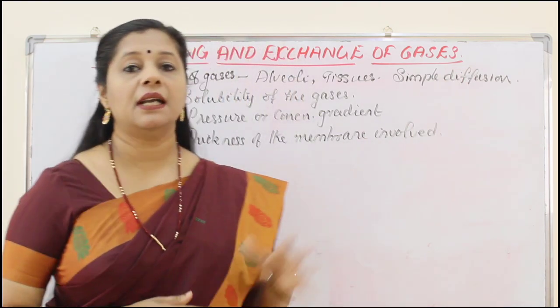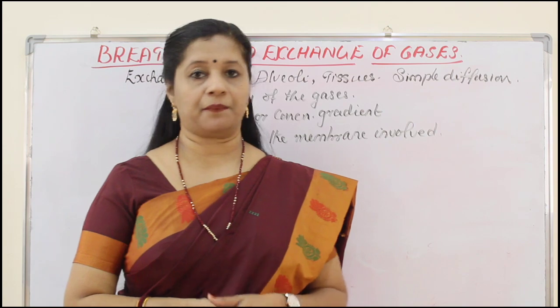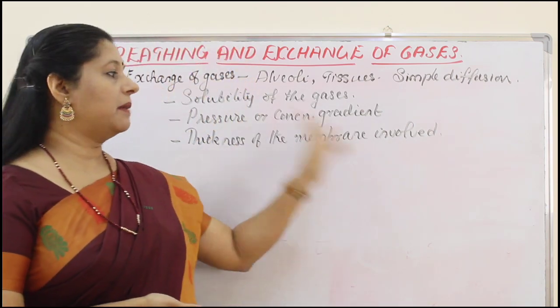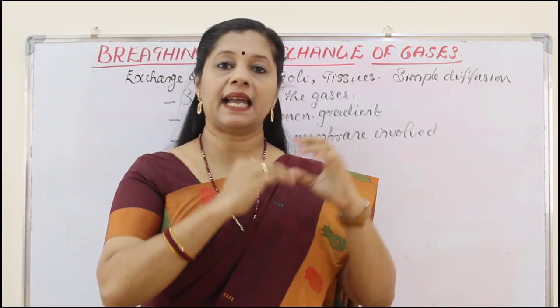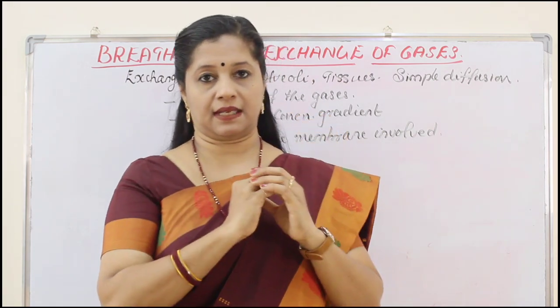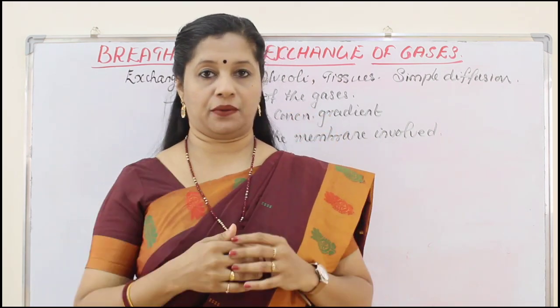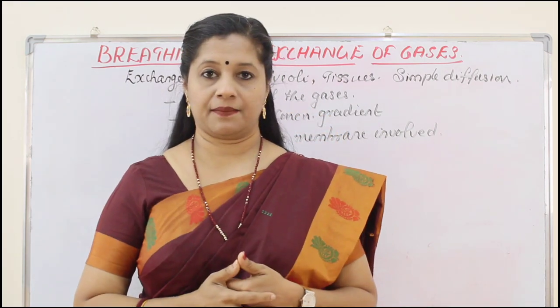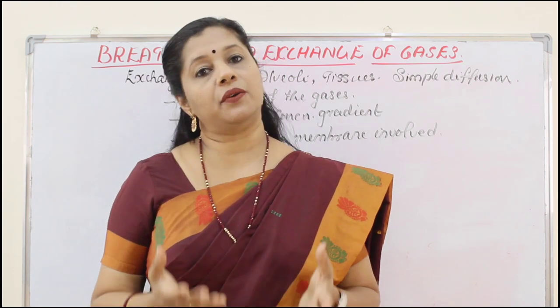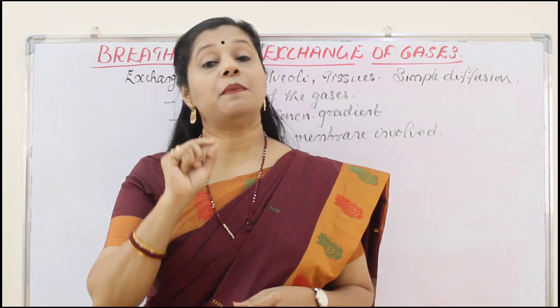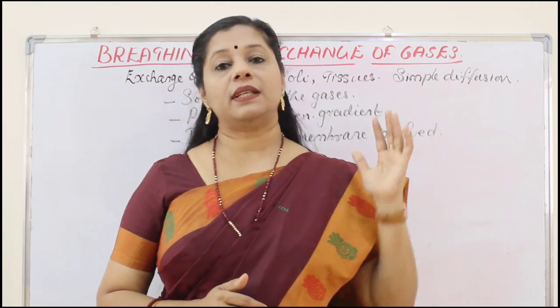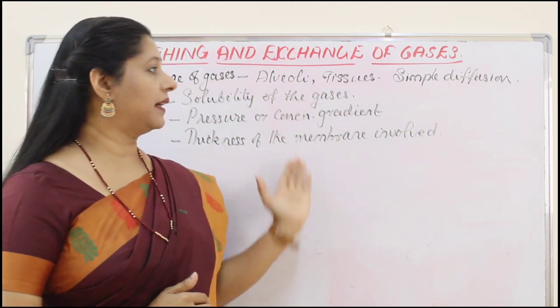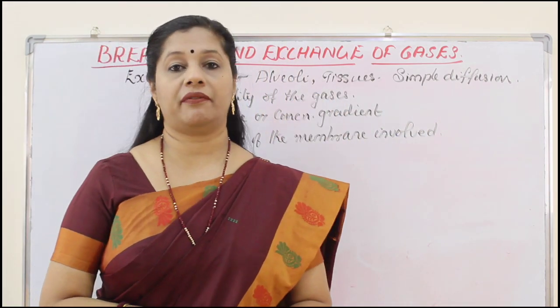It is calculated based on the atmospheric pressure. Now, the thickness of the membrane is involved. Whenever the gas is moving from alveoli to blood vessels or from blood vessels to tissues, it has to cross different layers. So if the thickness is more, diffusion is less. So the membrane should be as thin as possible. So these are the different factors affecting the diffusion rate of different gases.